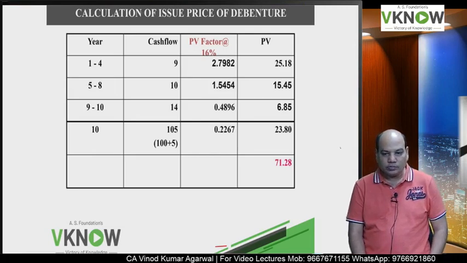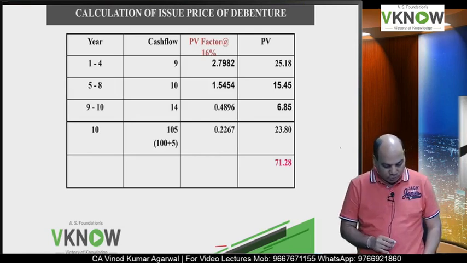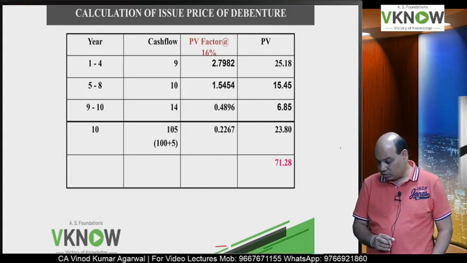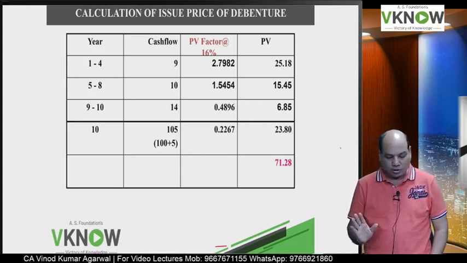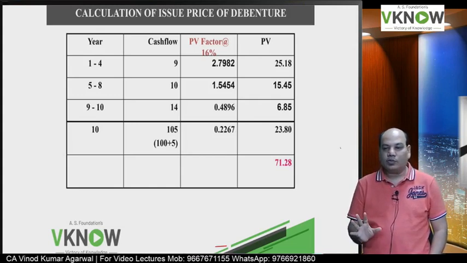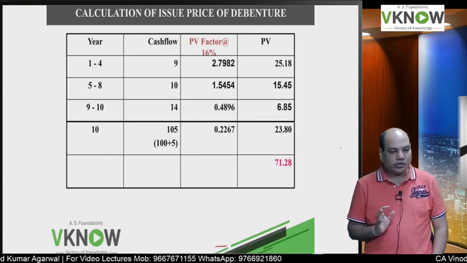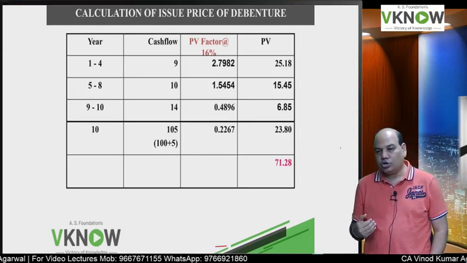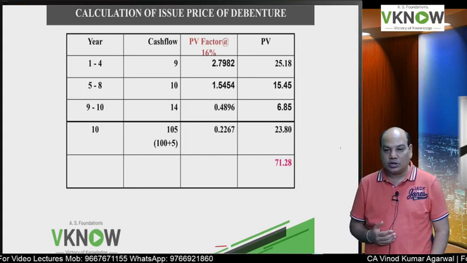How much did you get? 71.29 is right. No problem. 71.21, just check your total again. Otherwise you are right. Now this question was given from the point of view of the company. At what price the company should issue the debenture so that it will give a return of 16% to the investor.